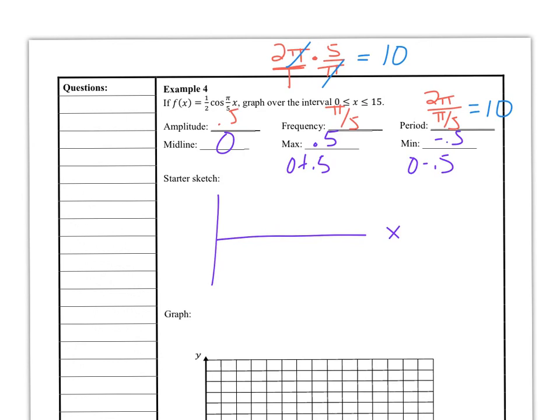We have our midline at 0. We're going to be up to 0.5. We're going to be down to negative 0.5. It's supposed to end at 10. Alright, play connect the dots. It's a cosine curve. It's positive.